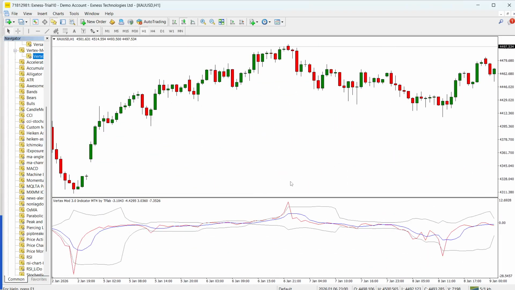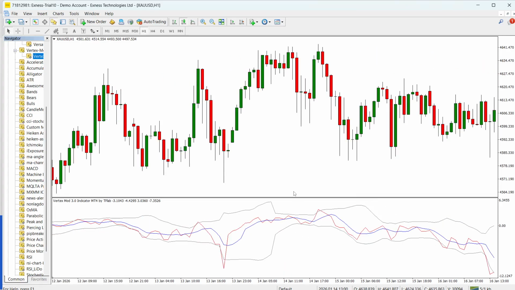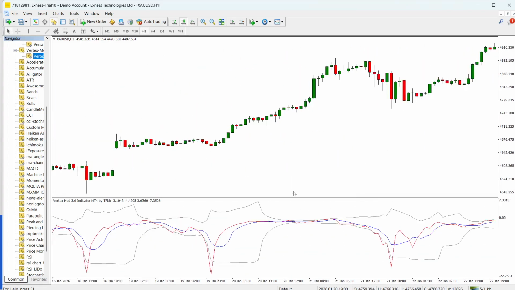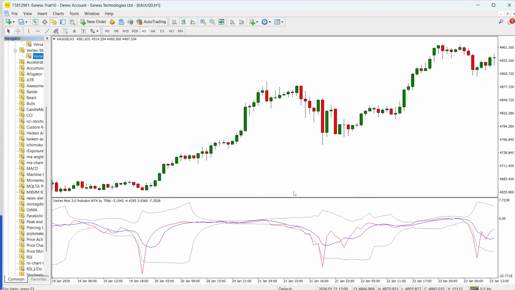As you can see on the chart, the Vertex Mod indicator plots a momentum line of values in a sub window that reflects whether bullish or bearish pressure is dominating the market. Rising bullish values indicate strengthening upward momentum, while rising bearish values indicate strengthening downward momentum. Changes in slope, crossovers between bullish and bearish readings, or divergence between price and the Vertex Mod line can all visually signal potential trend continuations or upcoming reversals.